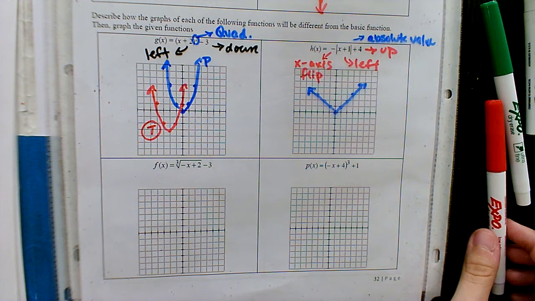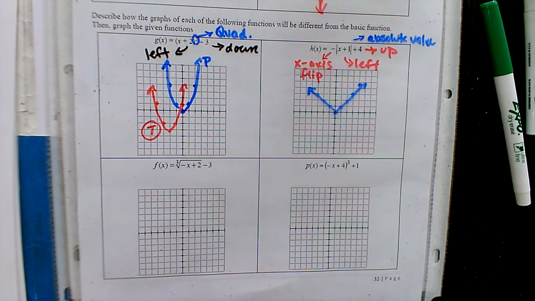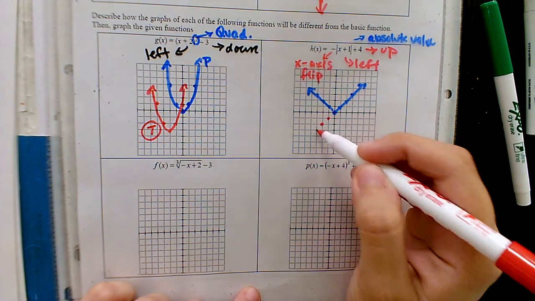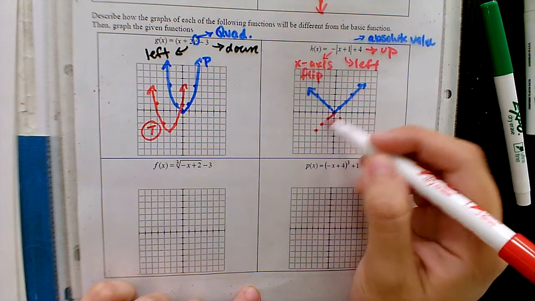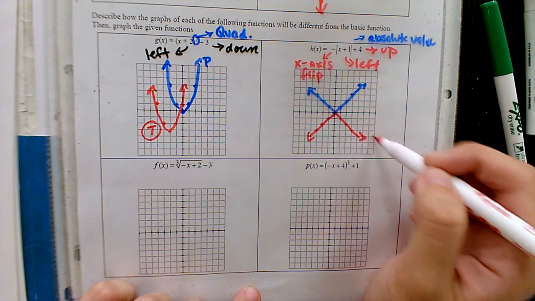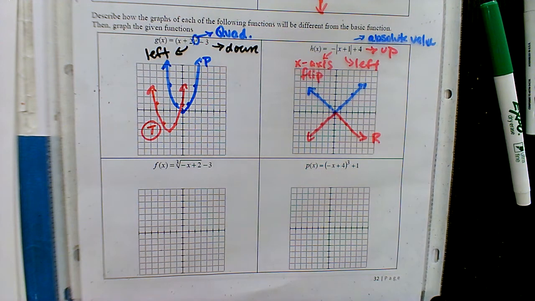RST. We did identify a flip or reflection, specifically over the x-axis. So instead of the V going up, we're going to flip it over the x-axis, which is going to make it go upside down. All right, so we'll label that graph R.